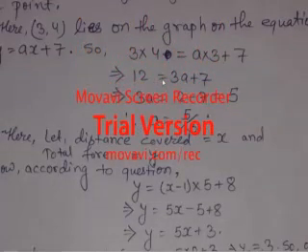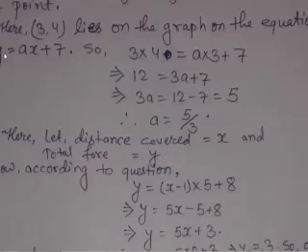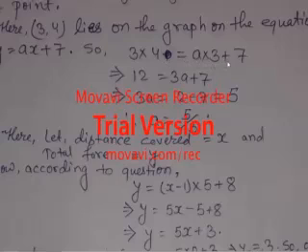Okay, here it has been said that (3, 4) lies on the graph of the equation 3y = ax + 7. So in place of y, what will we keep? The value of y, that is 4, and in place of x we will keep the value of x, that is 3. So what happens? 3 into 4 is equal to a into 3 plus 7.